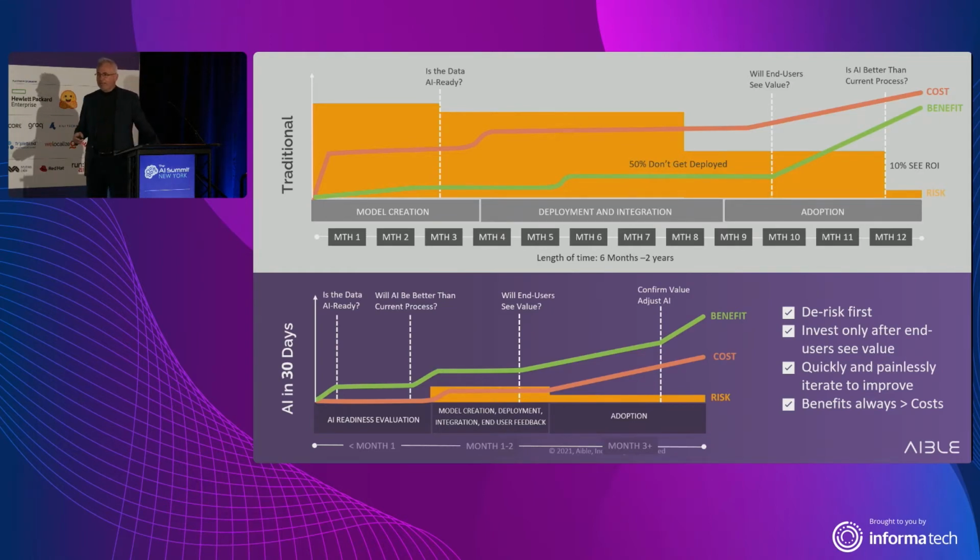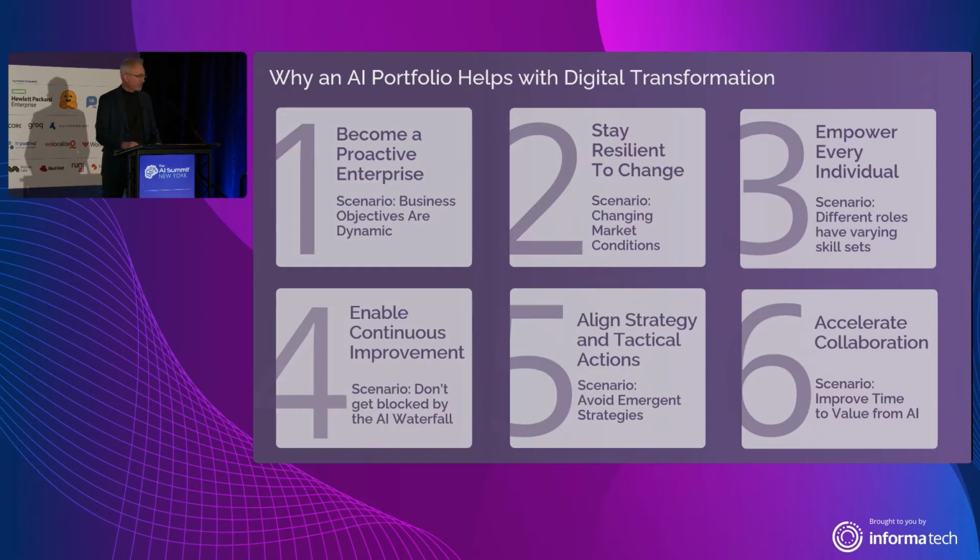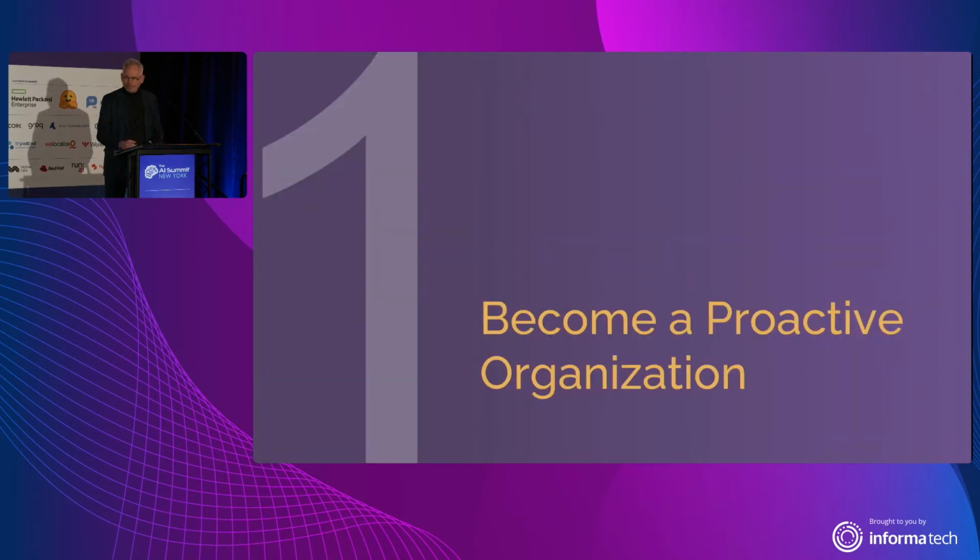So let's assume we're all going to move to serverless. We're going to move to a portfolio of AIs. What does this do then for digital transformation? I'm going to run through each of these and talk a little bit about how we've applied it. And again, I think this is something that we can apply across the industry as we think about how we move to a more agile approach to actually doing AI.